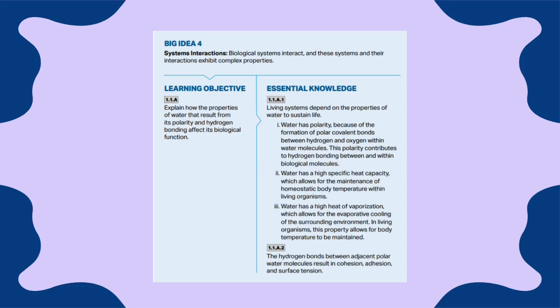It says to explain how the properties of water that result from its polarity and hydrogen bonding affect its biological function. So I wanted you to think about for a second, what exactly is water? Well, we drink it, we use it to shower, to clean ourselves, but have you ever thought what enables it to be the thing that sustains life? Because that is what differentiates Earth from other planets. And so you have the answers right here besides the objective in the essential knowledge.